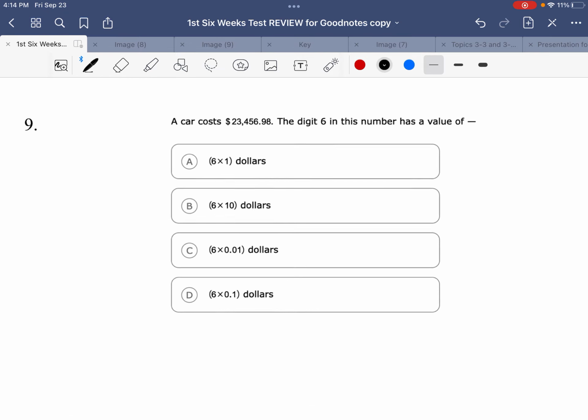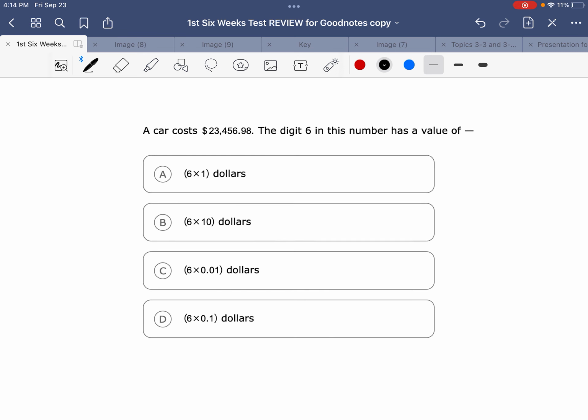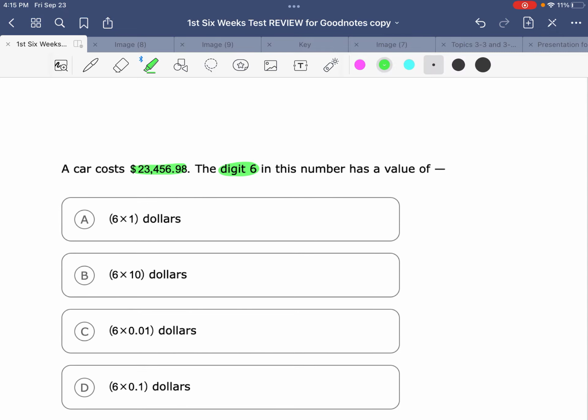Number 9 says, a car cost $23,456.98. The digit 6 in this number has a value of. So I have this number. We're looking for digit 6. For this one, I can do the same 2 strategies. I can either do the PVC chart or I can do the pizza.